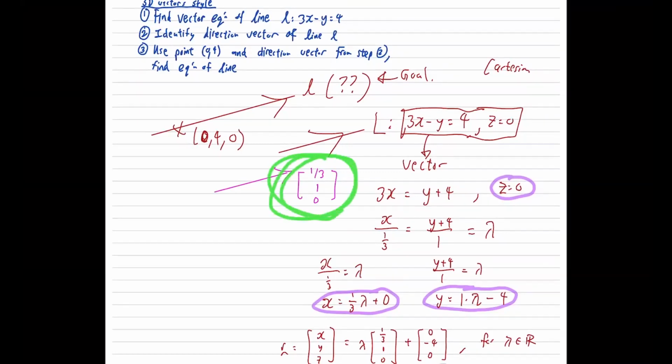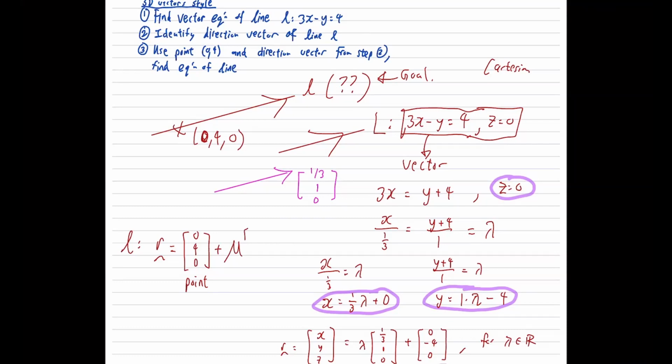So we're going to use this point. We're going to find the equation of the line L. I think you can conclude already. So what's the equation of the line? r equals? A point? What point? The (0, -4, 0). Plus the direction vector. Maybe you use a different parameter, let's say mu times 1/3, 1 and 0.